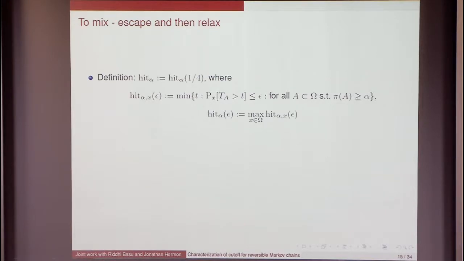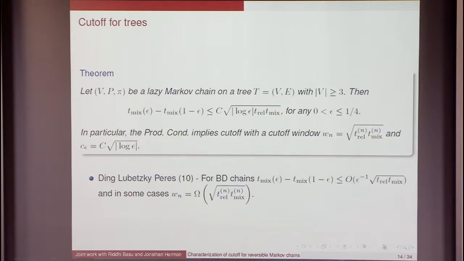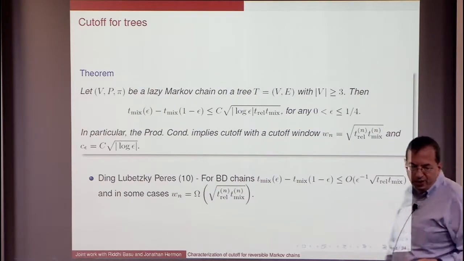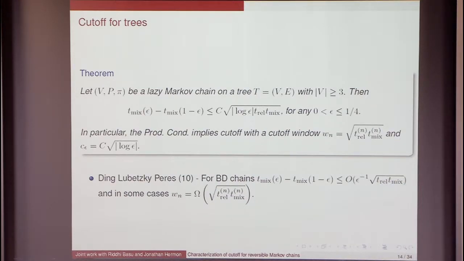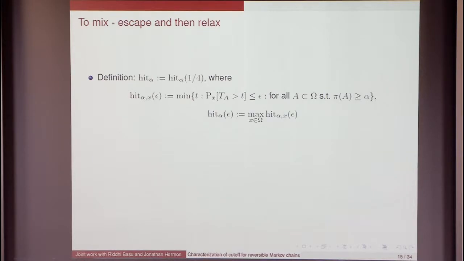And so, where does this come from? It comes from the fact that on trees we can understand hitting times much better than on general graphs, and so it comes from a more precise relation of mixing and hitting. So now I'm going to leave trees for a while and get to what's under the hood.